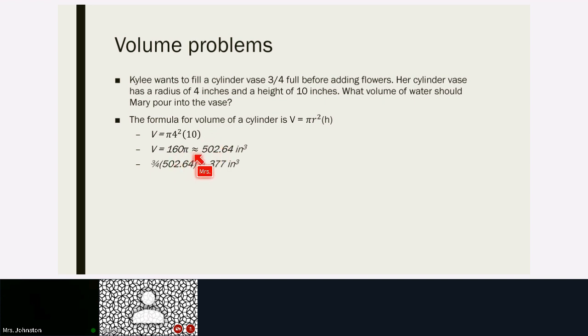Here's where my approximation step can come in because there's no step left. 160 times 3.14 is about 502.64. And that's the volume. But you only want 3/4 of that. So you have to go back and do one more step, multiply 3/4 or 0.75 times 502.65. And that equals about 377 cubic inches.